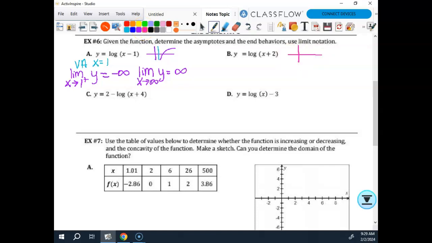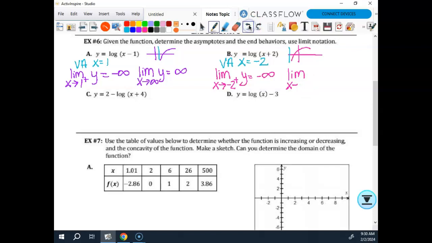Okay, so here, which way does this get shifted? Left 2. So it looks like that. Here's my asymptote. So my vertical asymptote here is at x equals what? Negative 2, exactly. So then we're going to write the limit as x approaches negative 2 from the right of y is equal to negative infinity, and the limit as x approaches infinity of y equals infinity. Everybody okay with that? Any questions?